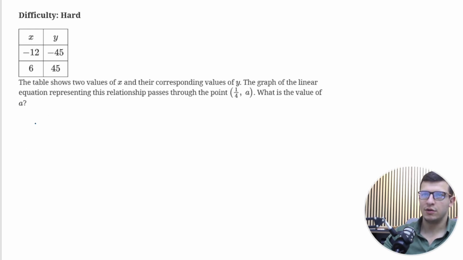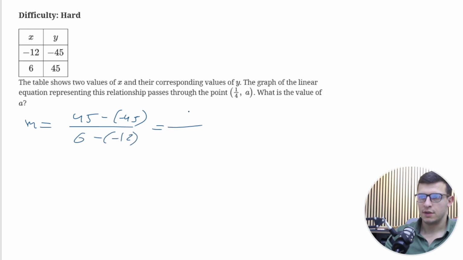To find the equation of the line, what do I need? I need the slope. So m is equal to 45 minus negative 45 divided by 6 minus 12. So that's going to be 90. This is going to be 18. 90 divided by 18, I believe, is 5. So I can pick any point, slope-intercept form. Y minus 45 is equal to, I chose the second one, 5 times x minus 6.